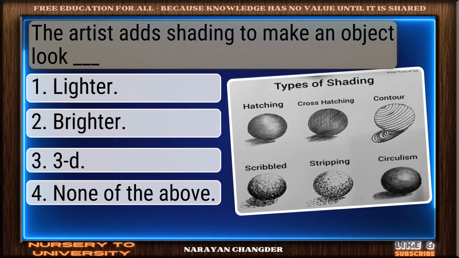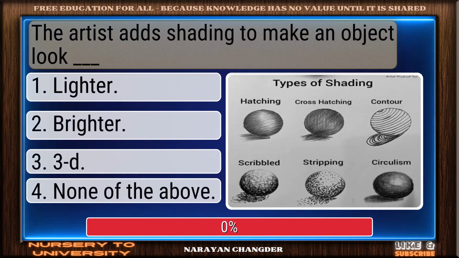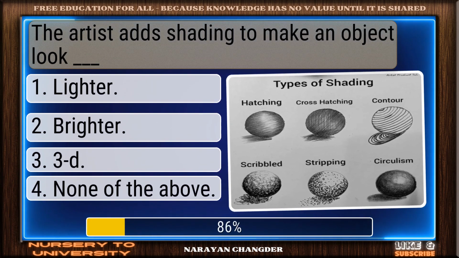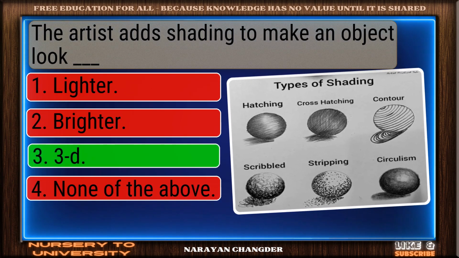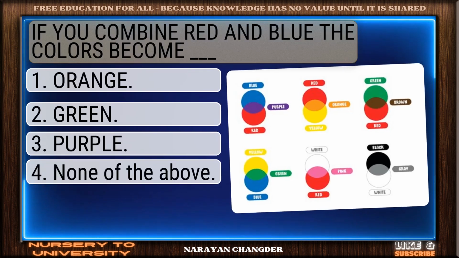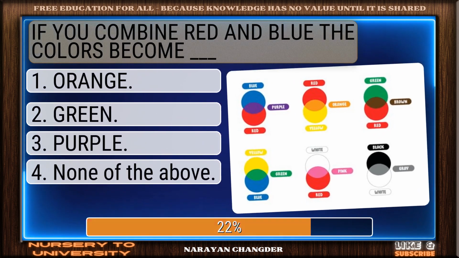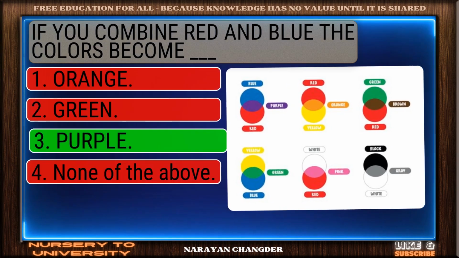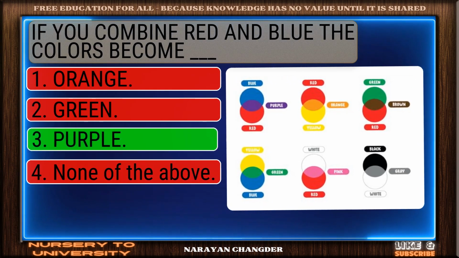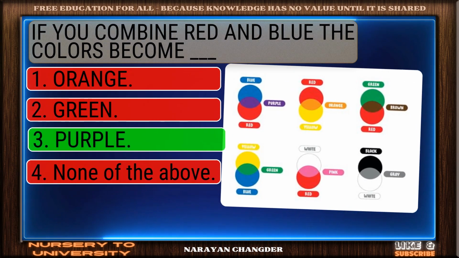The artist adds shading to make an object look dash. Nicely done. 3D is a solid answer. If you combine red and blue, the colors become dash. Excellent choice. Purple is the right answer.